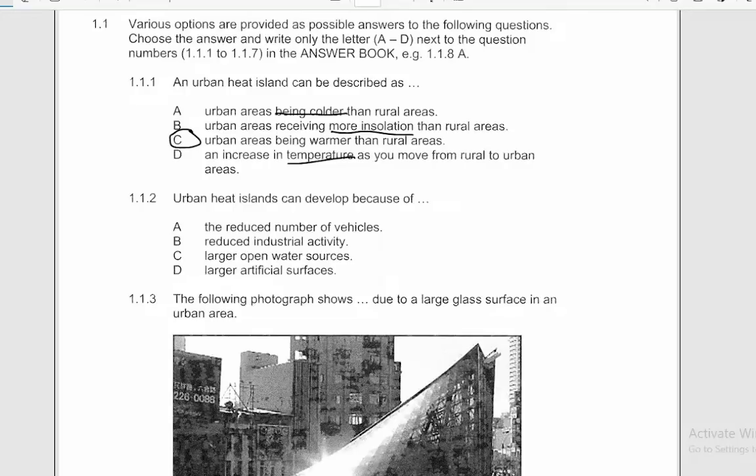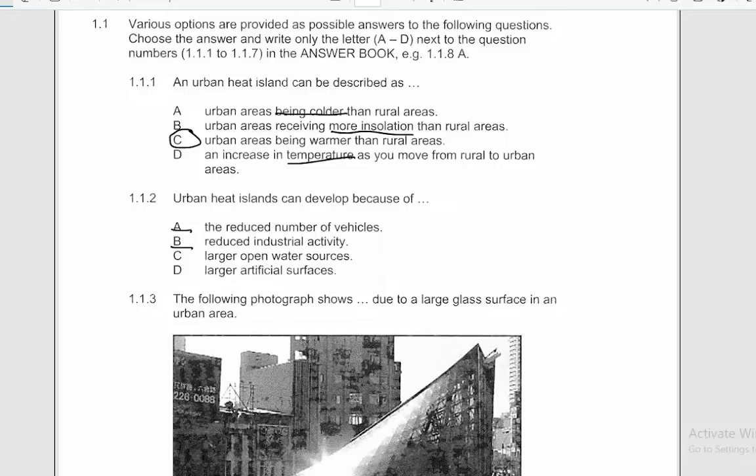So urban heat islands can develop because of our correct response. Response A, reduce the number of vehicles. This one is wrong. Vehicle emissions contribute towards higher temperatures. Reduce industrial activity. This is also wrong. Reduced industrial activity does not contribute towards a rise in temperature, but rather towards a reduction in the temperature, because industrial gas emissions contribute towards a rise in temperature by absorbing some of the heat.